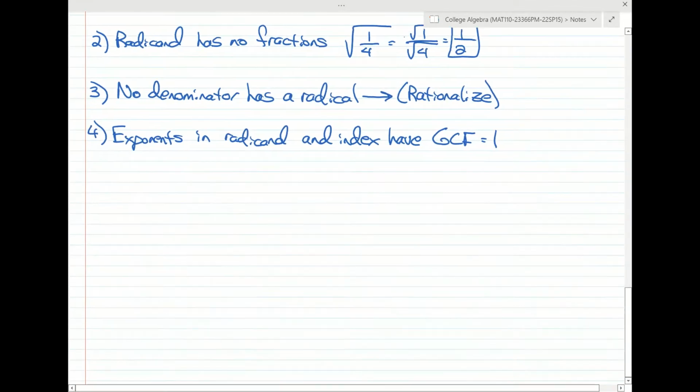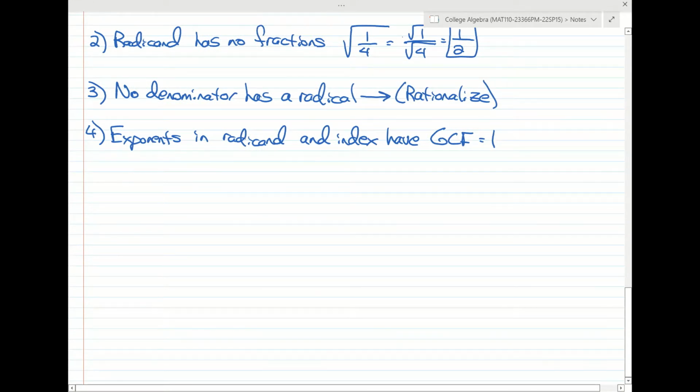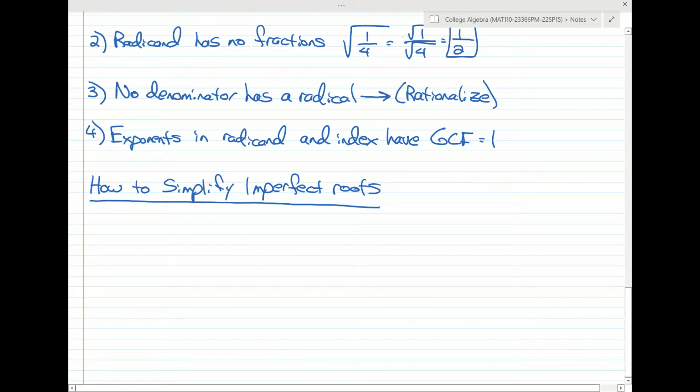So let's go through some of these here. First step is I want to talk about how to simplify imperfect roots. I'm going to show you 2 ways to do this. Sometimes it's more convenient to use one, sometimes it's easier to use the other. But I'll show you both ways, and I'm going to use both techniques. So I would want you to be able to understand what I'm doing here.